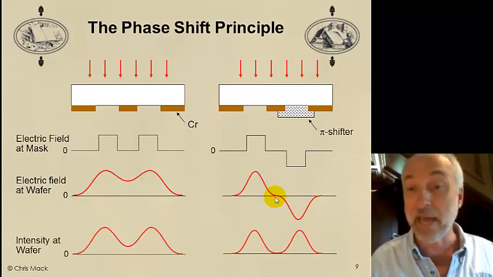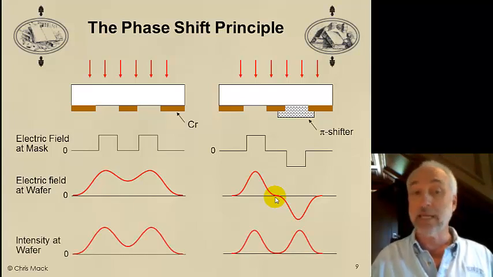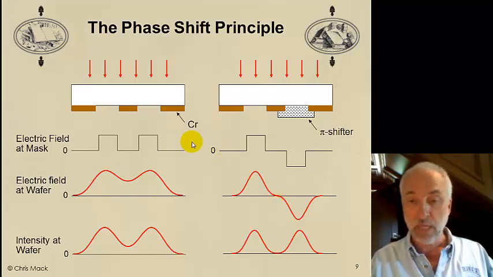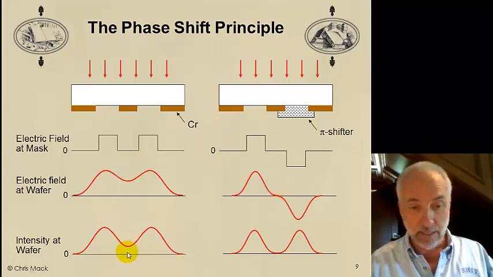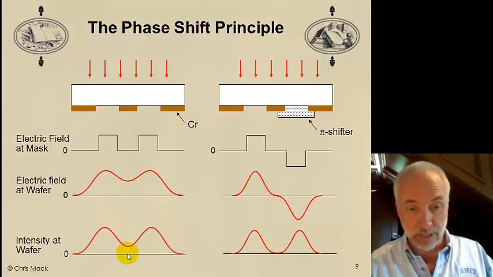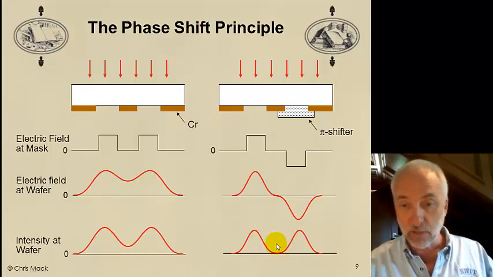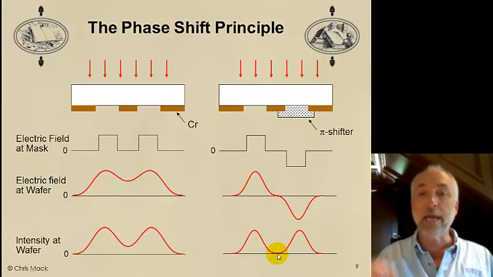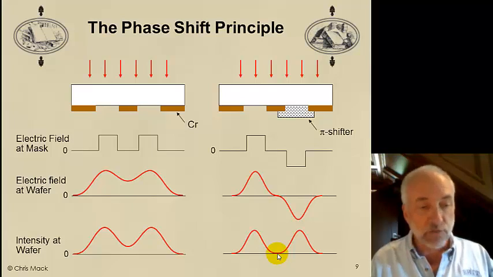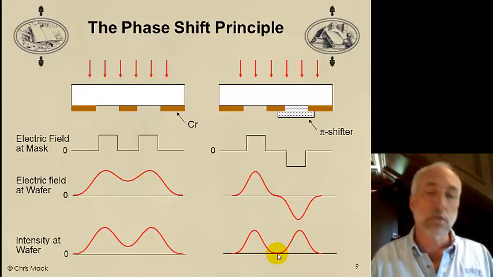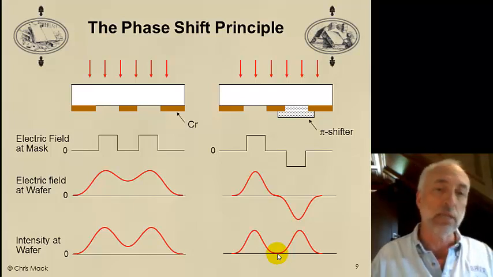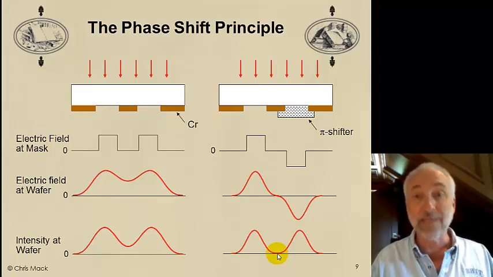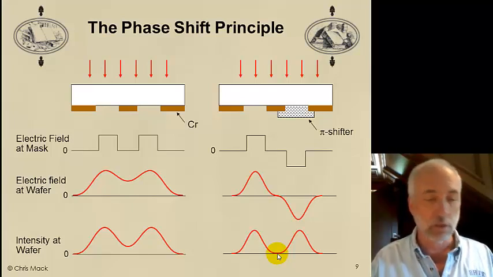Now, when I square the amplitude of that electric field, I get the intensity of the image at the wafer. And the resulting intensity in this small line region is brighter in the chrome on glass case than when I use the phase shifting mask case. I can make the darkness darker with the phase shifting mask. I use interference to create darkness, and this destructive interference allows me to make a dark line darker than it could be otherwise. And this is the key to how a phase shifting mask works.